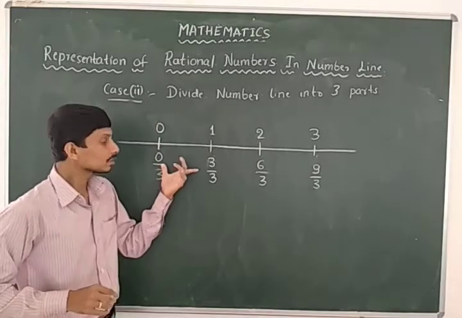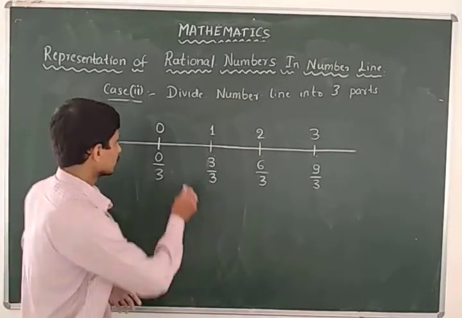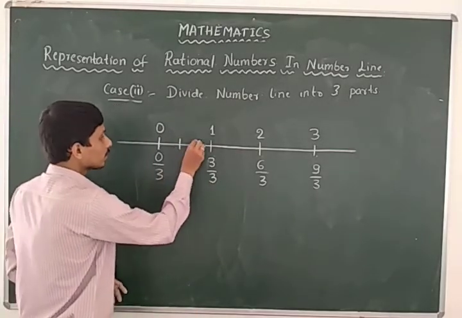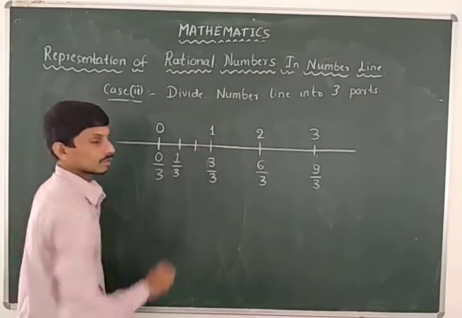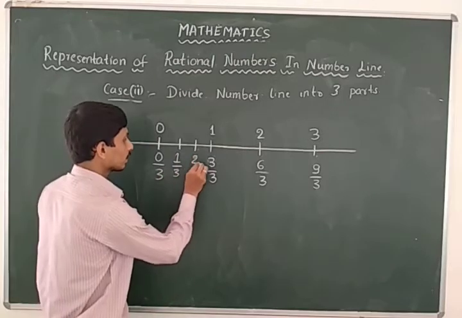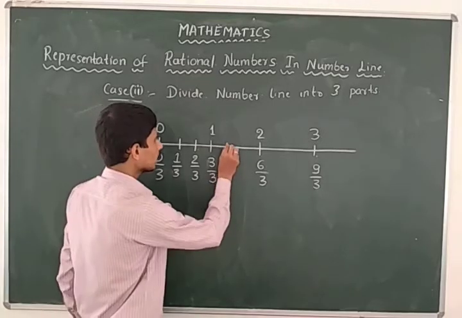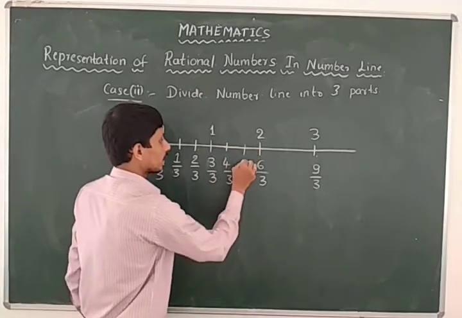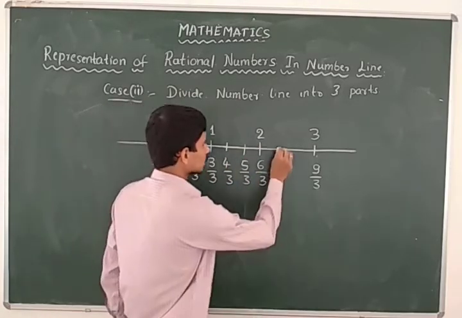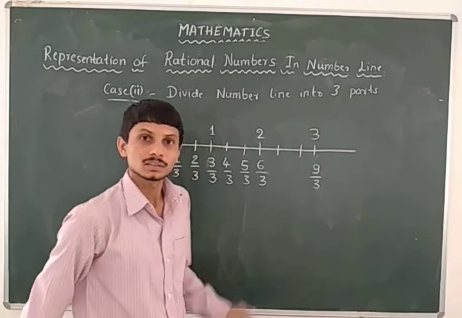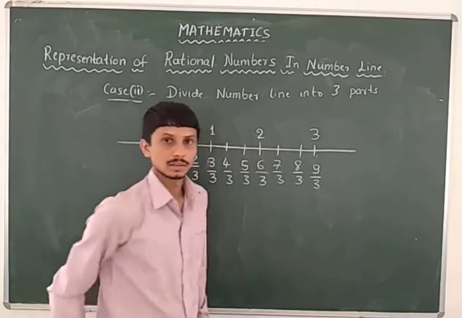So between 0 by 3 and 3 by 3 we can write two numbers, 1 by 3 and 2 by 3. For this we can divide this into three parts, and here we can write 1 by 3 and here we can write 2 by 3. So 0 by 3, 1 by 3, 2 by 3 and 3 by 3. Then here 4 by 3 and 5 by 3 we can write. Here also we can divide into three parts. So 7 by 3 and 8 by 3.